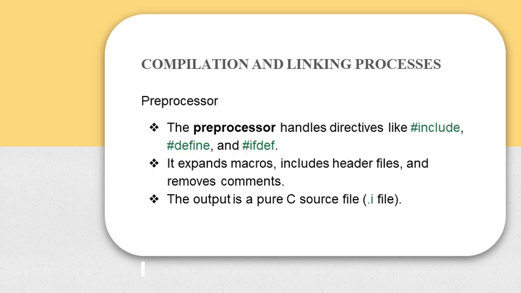The preprocessor handles directives indicated by a hash symbol. This involves removing comments, expanding macros, including header files, and handling conditional compilation. So macros are defined by #define, header files with #include, and conditional compilation defined by #ifdef or #ifndef. The output of this stage is an expanded source code file, usually with a .i extension, which is the input for the next stage.